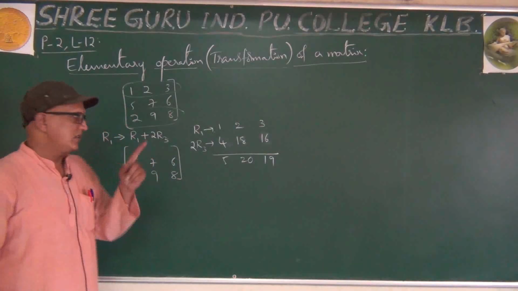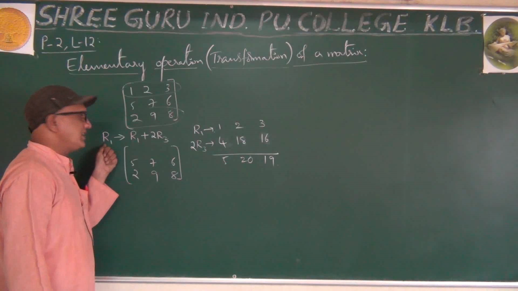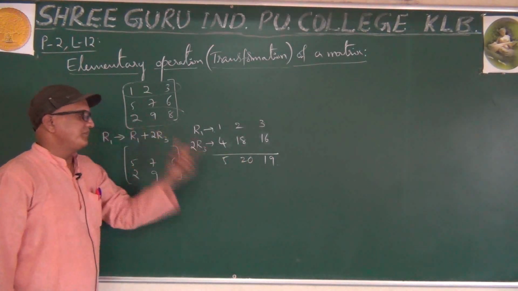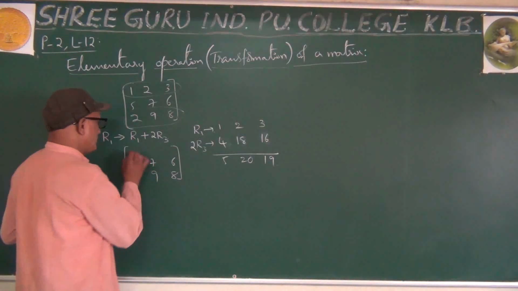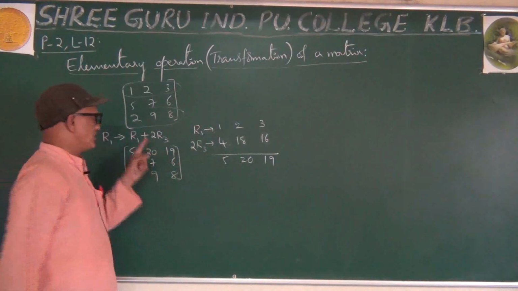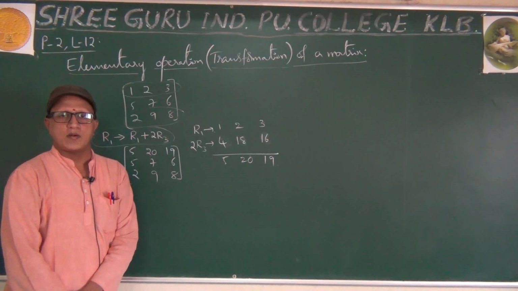Where do we have to write it? In the first row. Why? Because we are changing the first row. That's why we write these values in place of the first row. So 5, 20, 19. This is also one type of operation.